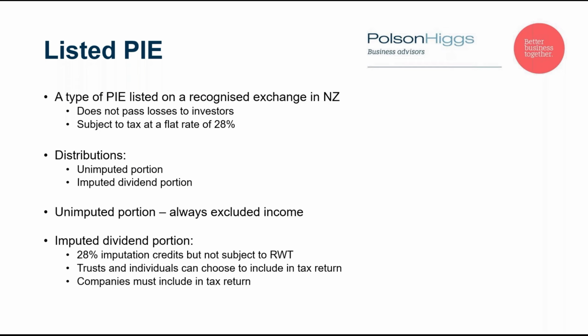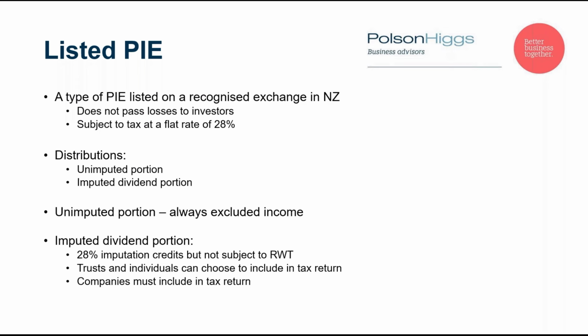In terms of distributions to investors, these are generally made in 2 parts. So there will be an imputed dividend portion and an unimputed portion. The unimputed portion is always excluded from the tax return. The dividend portion includes 28% imputation credits and no RWT. And this portion can be included or excluded depending on the entity.